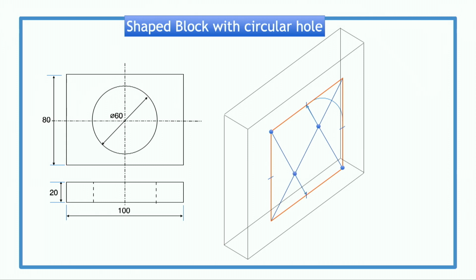Next center and radius for the next arc. The same process is carried out, and so on. The outline of our isometric circle is completed. We are now going to draw in the outline.